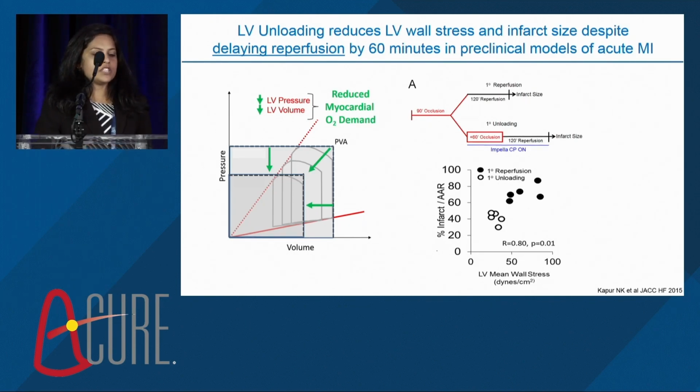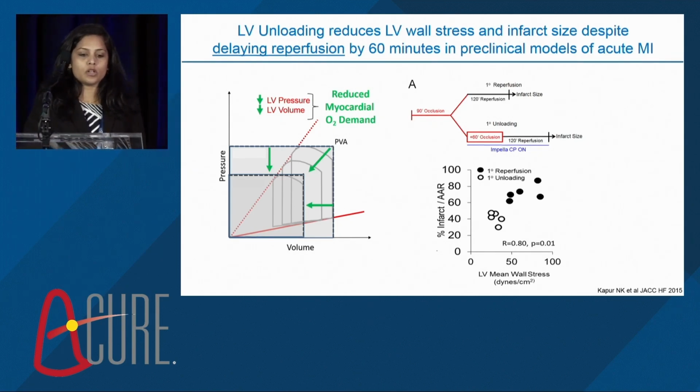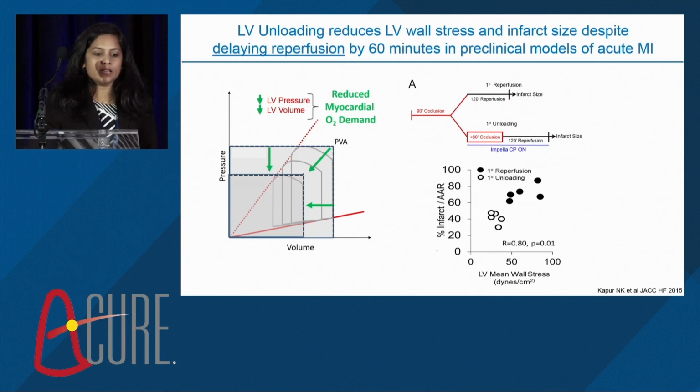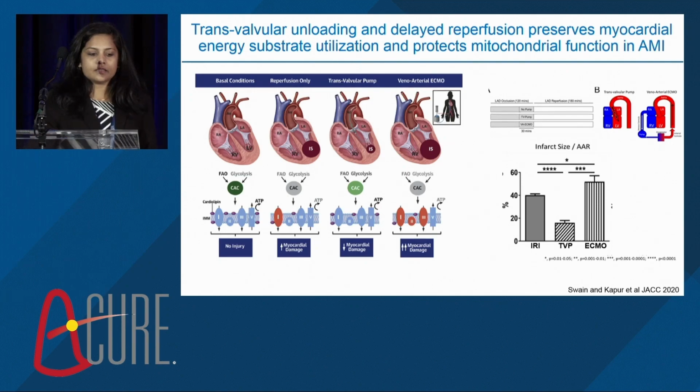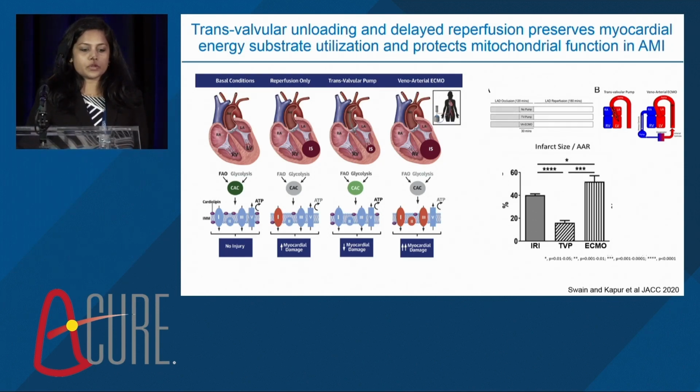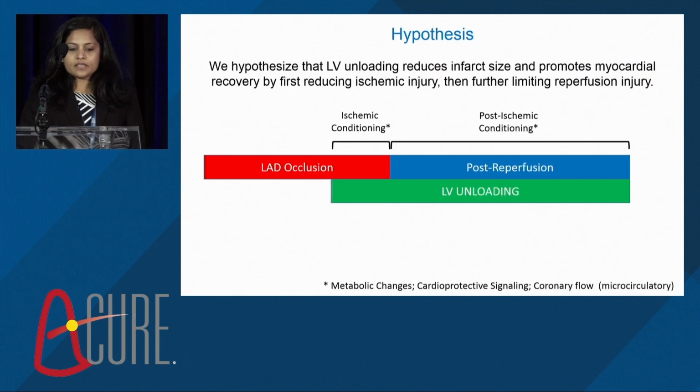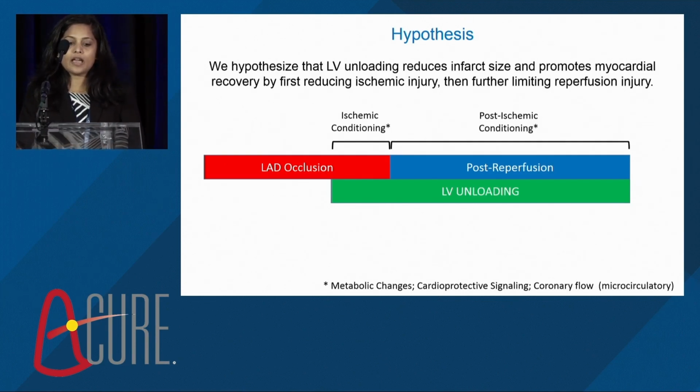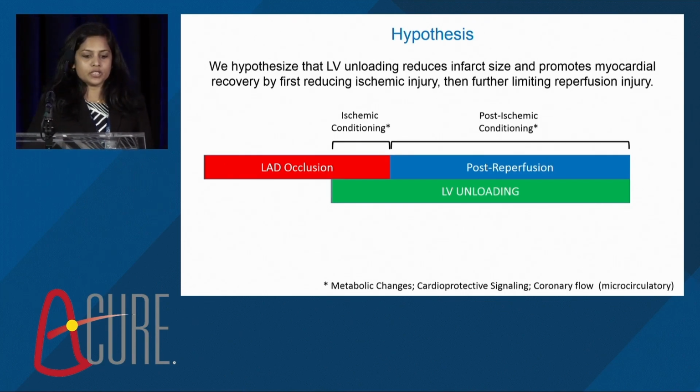So our research from our lab has already shown that transvalvular unloading or LV unloading reduces LV wall stress and reduces infarct size despite delay in reperfusion in preclinical model of acute myocardial infarction. And in our recent work, we found out transvalvular unloading does so by preserving myocardial energy substrate utilization and protecting mitochondrial function. For this study, the hypothesis is LV unloading reduces infarct size and promote myocardial recovery by first reducing ischemic injury and then further reducing or limiting the reperfusion injury.